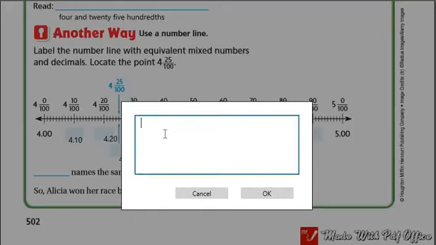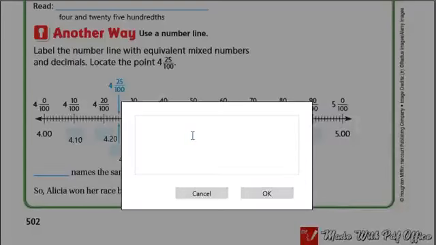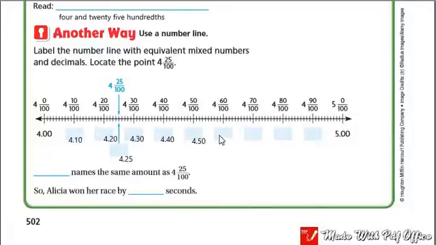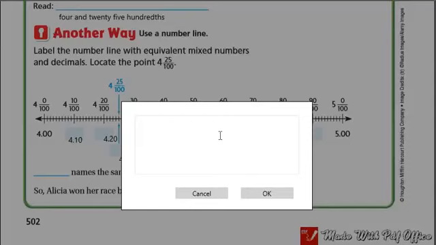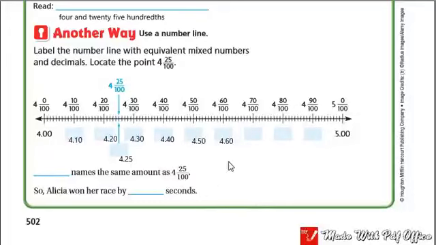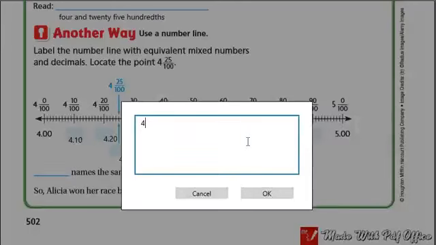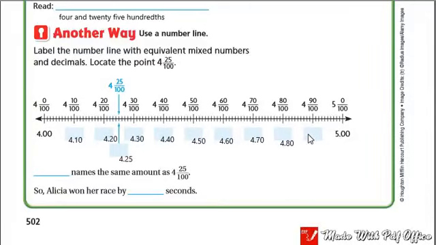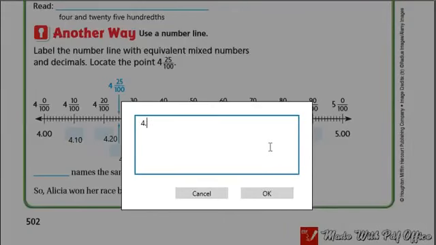This one, let's complete. 4 and 40 hundredths, 4 and 50 hundredths, 4 and 60 hundredths, 4 and 70 hundredths, 4 and 80 hundredths, 4 and 90 hundredths. Okay.